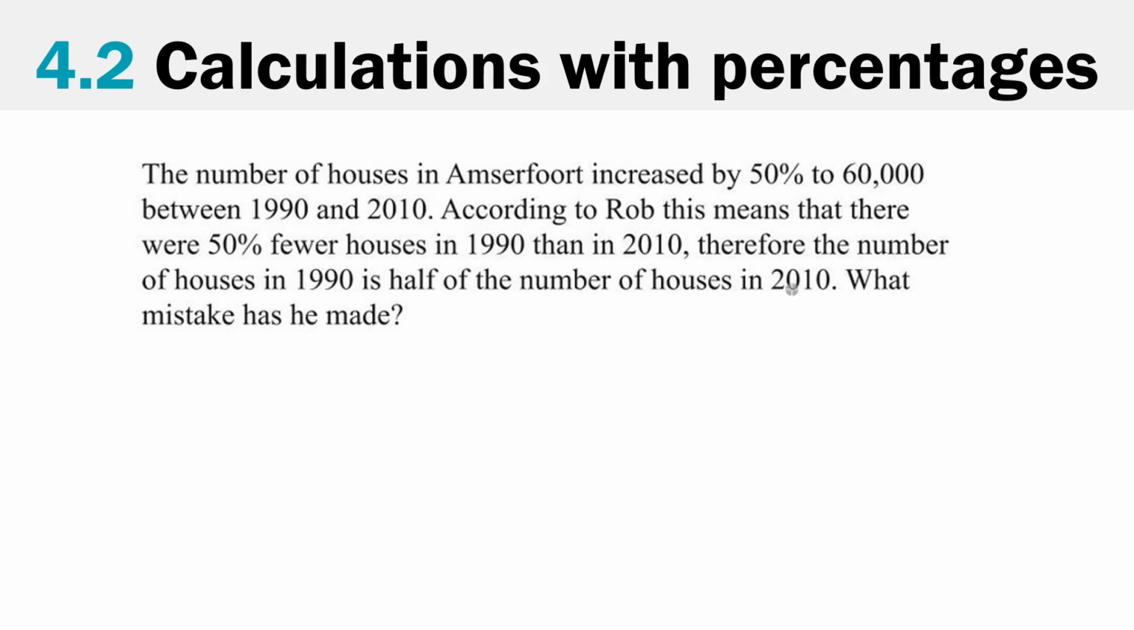The number of houses in Amersfoort increased by 50% to 60,000 between 1990 and 2010. According to Rob, this means that there were 50% fewer houses in 1990 than in 2010. Therefore, the number of houses in 1990 is half of the number of houses in 2010. What mistake has he made?